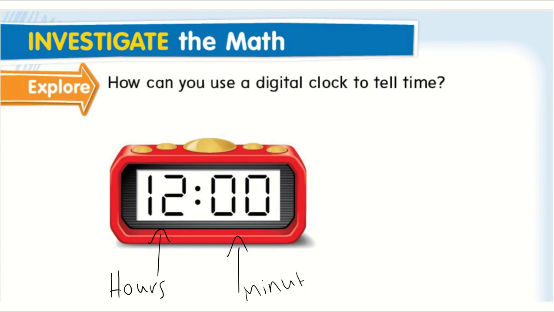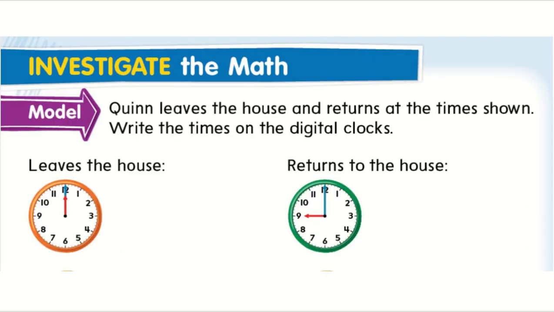With a digital clock, you don't have the hands. You also don't have to worry about if the hour is in between certain numbers, which we're going to get into when we talk about minutes to the half hour. So we have hours on this side, minutes on this side here. So digital clocks are actually a lot easier to read. But let's take a look at this problem.